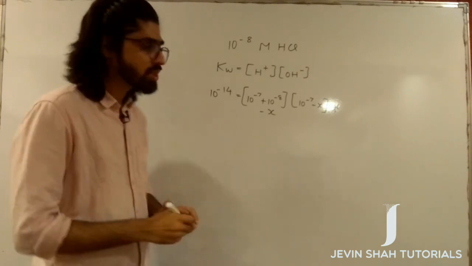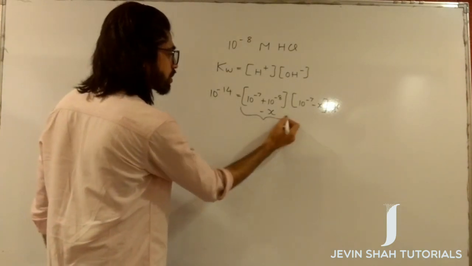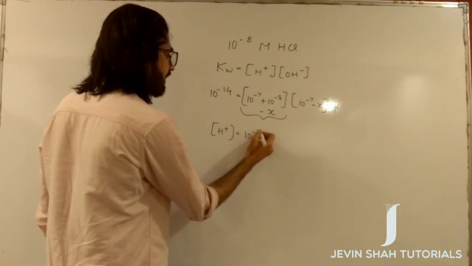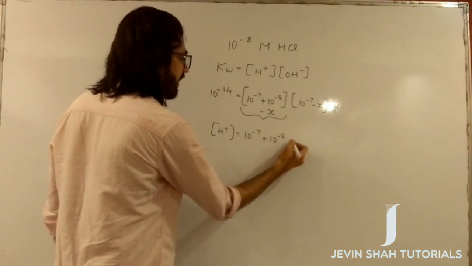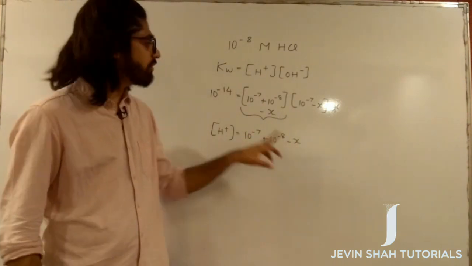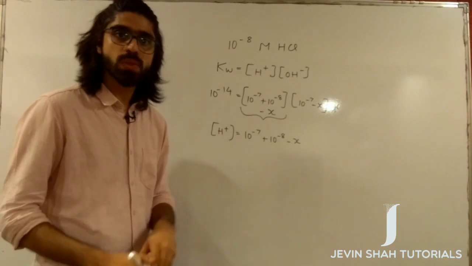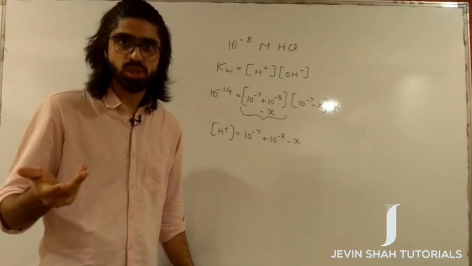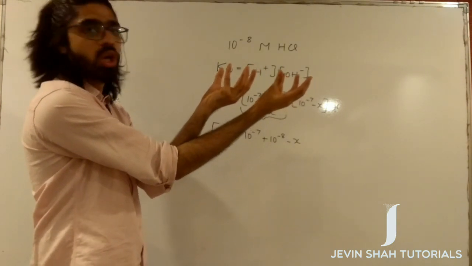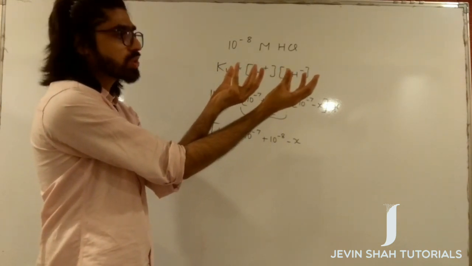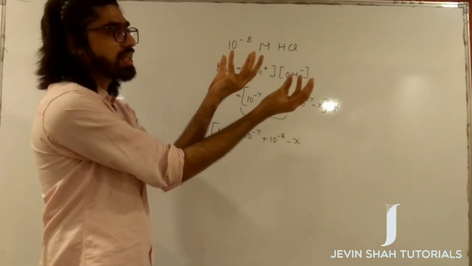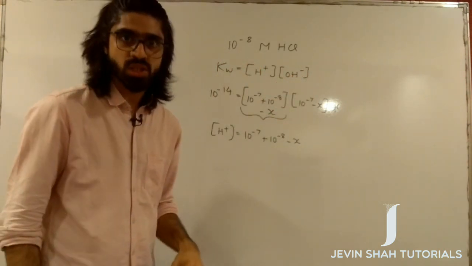Now all you need to think is, what is the H plus ion concentration? The H plus ion concentration now is 10 to the power minus 7 plus 10 to the power minus 8 minus X. I know X is unknown and it will be difficult to find the X value, so this is where you need to go ahead with some approximations. See, H plus and OH minus were both 10 to the power minus 7. You added very little H plus, so this value increased slightly. So this value will decrease slightly such that their product is equal to 10 to the power minus 14.